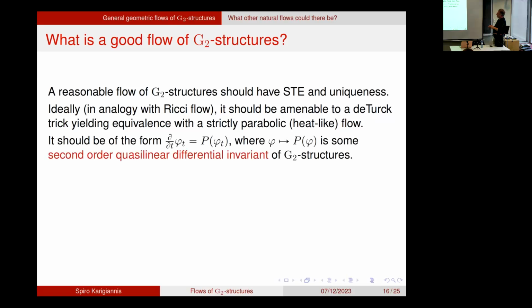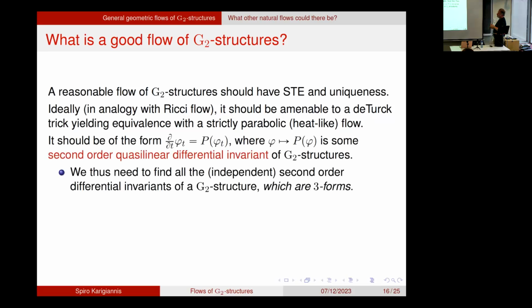So because it's going to be a heat-like flow, the right-hand side is going to be some second-order, quasi-linear differential invariant of a G2 structure. Okay, so the first thing we need to do is, of course, the right-hand side is a 3-form. So we first need to figure out what all the independent second-order differential invariants of a G2 structure are, which are 3-forms. There are lots of second-order differential invariants of a G2 structure. They're not all 3-forms, but there are several that are 3-forms.